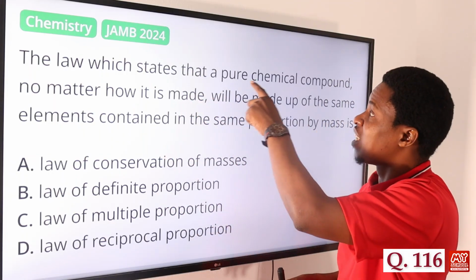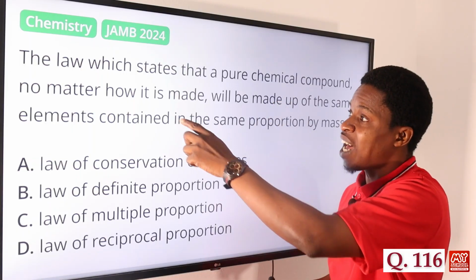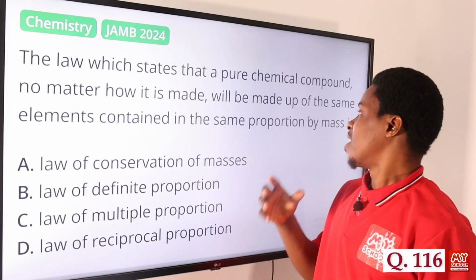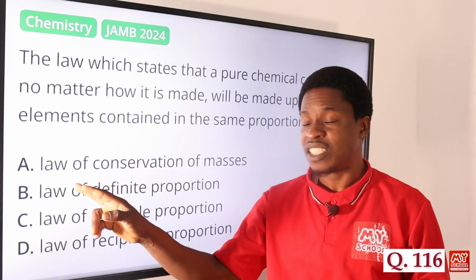So the law which states that a pure chemical compound, no matter how it is made, will be made up of the same elements contained in the same proportion by mass. So that is the correct answer.